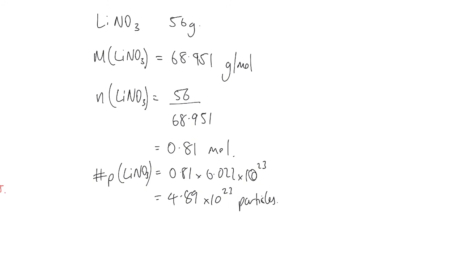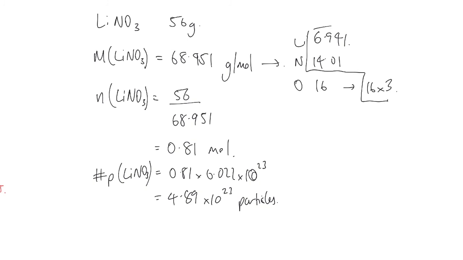No, which part didn't you get? You have to ask now. How do I know what it is? Okay, where did I get the 68? So, you find lithium, which was 6.941. Nitrogen was 14.01. And then oxygen is 16, but then you have to do 16 times 3. And then you add those numbers up and you'll get 68.951. So you basically separate and then you just add them up. Okay, cool. More questions?